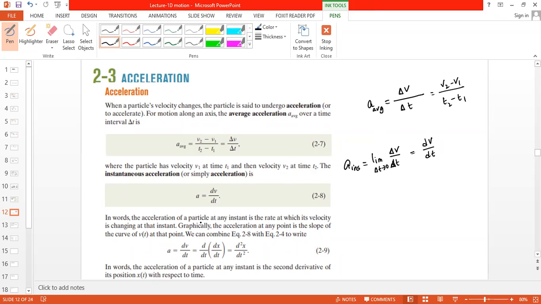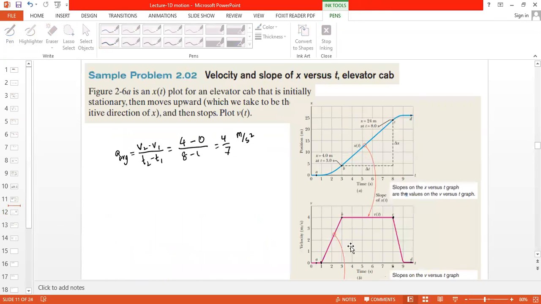So instantaneous acceleration is the slope of the velocity versus time graph. For example, a curve is given here. You can see the curve, right? If I ask you to find the acceleration at this point, for example at 5 seconds, what is the slope at 5 seconds? What will the slope be here? Can you tell me?